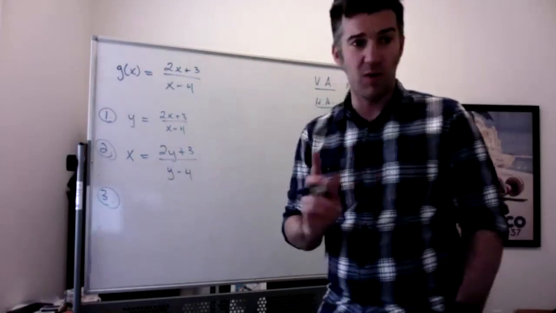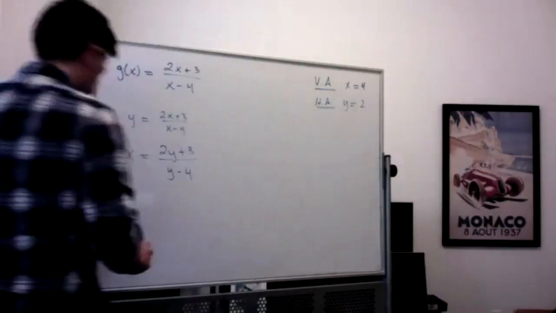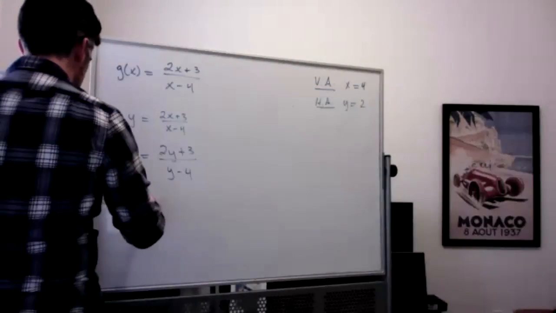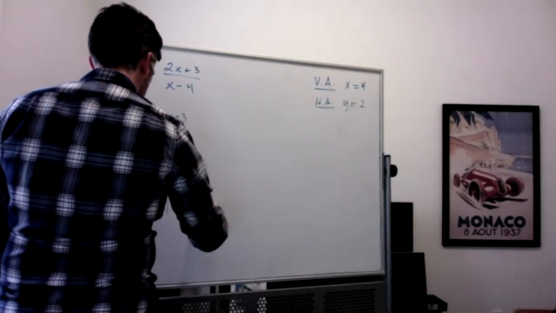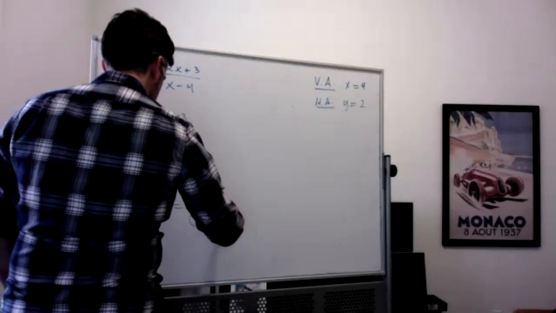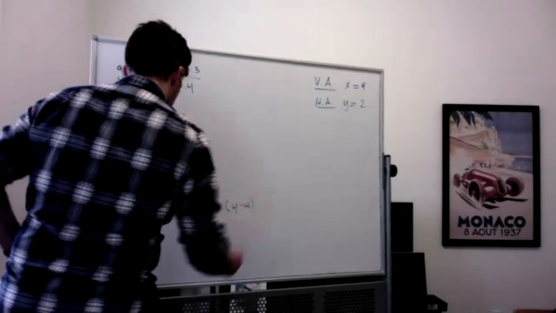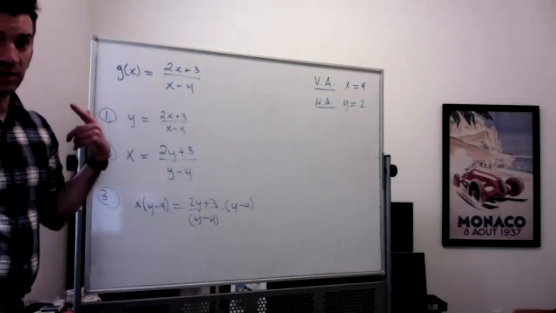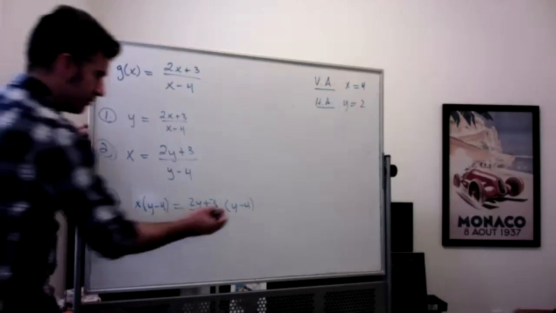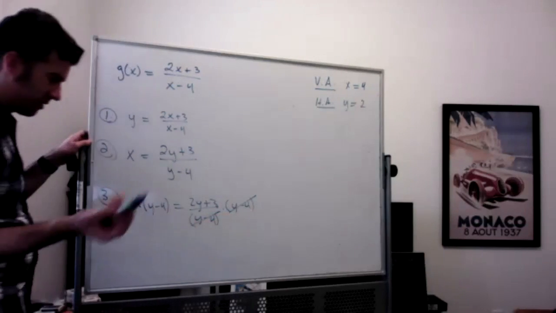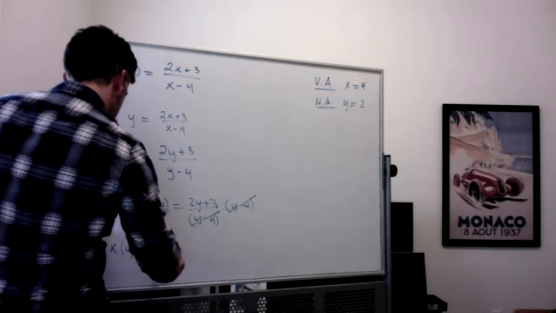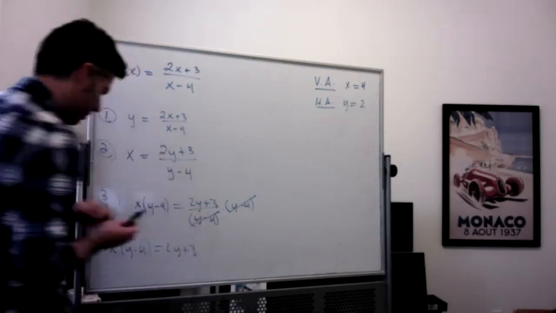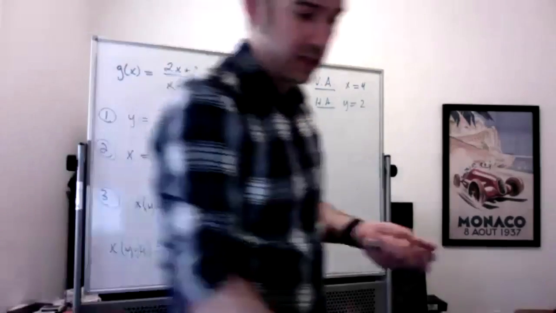So first up, I'm going to multiply both sides by y minus 4. So I'm saying x times y minus 4 equals 2y plus 3 over y minus 4 times y minus 4. The whole point of doing that is to get rid of the denominator on the right-hand side. So far, everything's fine. So we got x times y minus 4 equals 2y plus 3. Coming right over here in red, the things we shouldn't do.